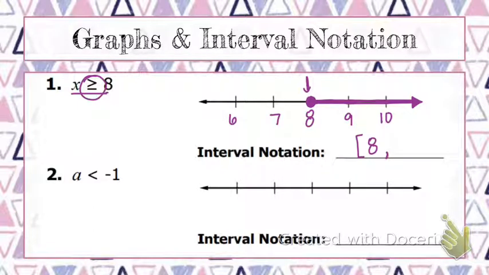Then we put a comma. So my graph just goes and goes and goes, and then at the end of my graph, I have an arrow.